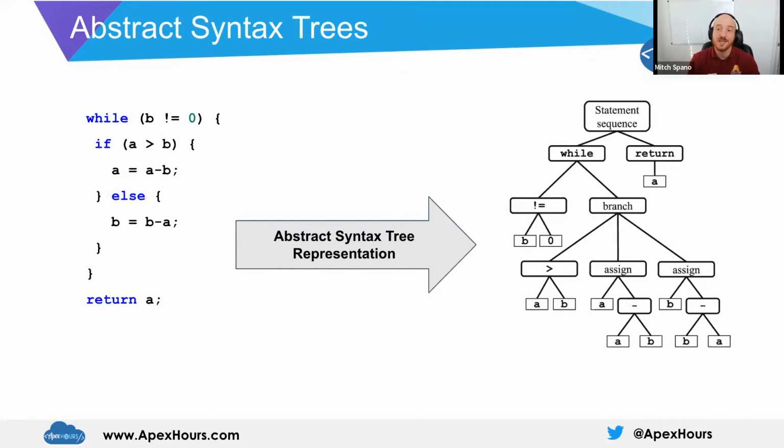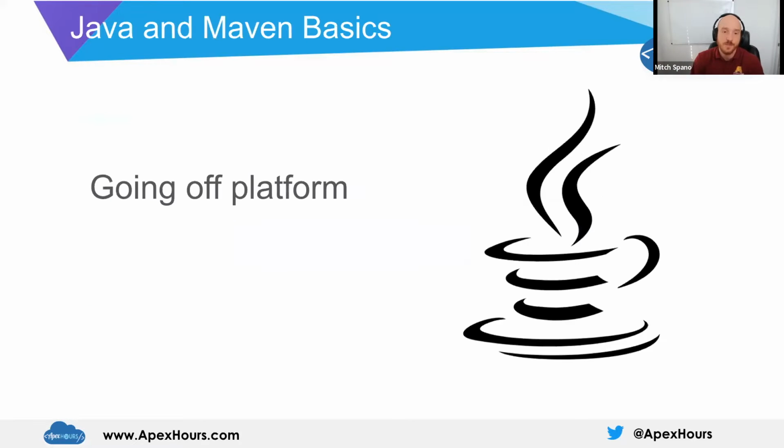And this is how PMD actually operates. You define rules that parse this abstract syntax tree on your Apex class. And then based on the structure of the nodes that you find, you can say, hey, this is a violation of the way that we would like our Apex to be written at our organization.